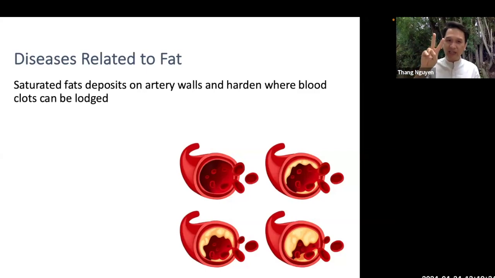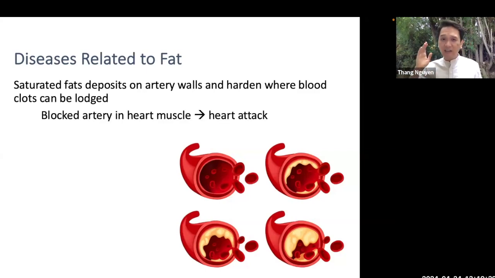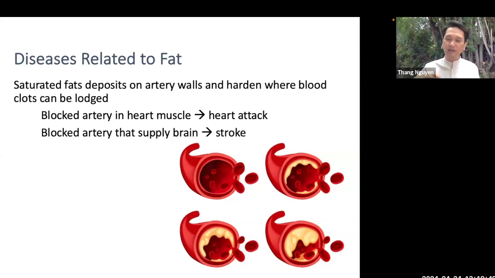And we can break that down into two reasons why they are bad. If that happens in a muscle of your heart, we call that a heart attack. Now, if that happens in an artery that supplies blood to your brain, we call that a stroke. So both of those are bad things that can happen and can lead to death, right?